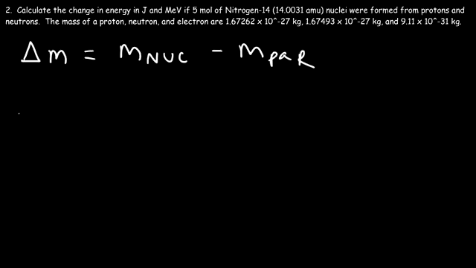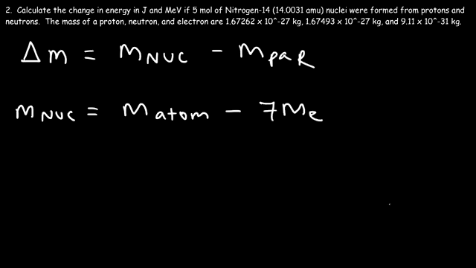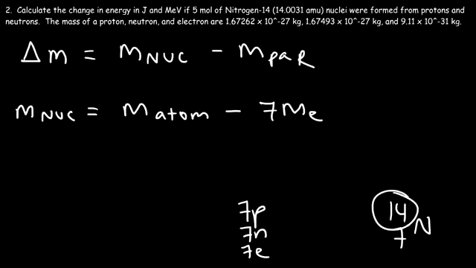Now let's calculate the mass of the nucleus first. So it's going to be the mass of the nitrogen atom minus the 7 electrons that are in the nitrogen cloud. Now keep in mind, nitrogen-14 has an atomic number of 7. So it has 7 protons, 7 neutrons, and also 7 electrons. The number of neutrons is going to be 14 minus 7. And for an atom, the protons and electrons are the same if the atom is electrically neutral, which by definition it is.